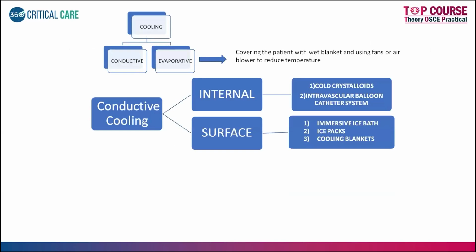Surface is what I told you about: immersive ice baths, ice packs, cooling blankets. Especially when you have ice packs, they tell you to keep them in the groin area, axillary area, nape of the neck, etc., wherein it will help in reducing the temperature at a faster pace. Internally, if you're trying to do conductive cooling, it is by cold crystalloids and intravascular balloon catheter system. These are things which require expertise. The best thing practically that we can do is cold crystalloids.